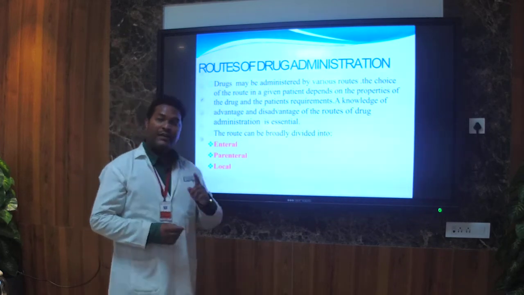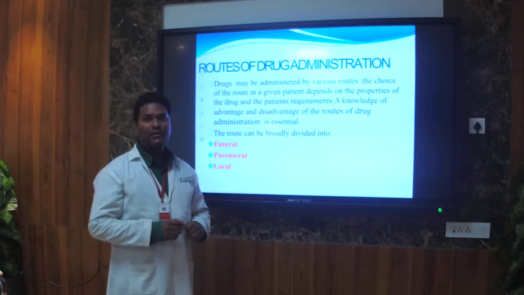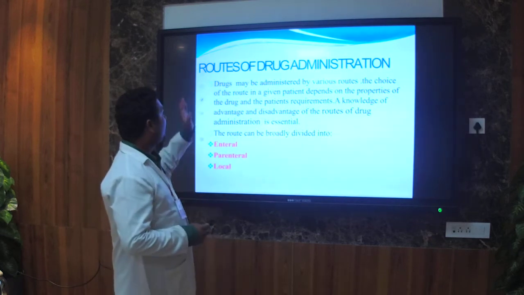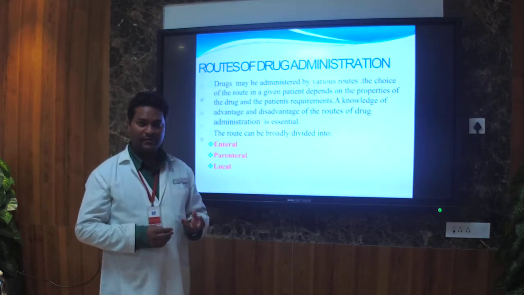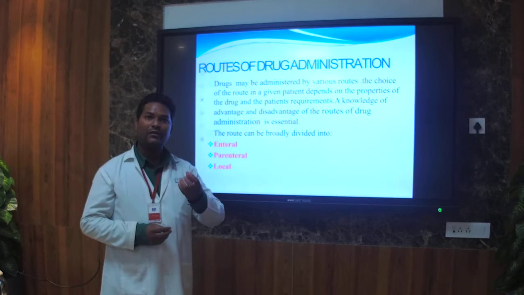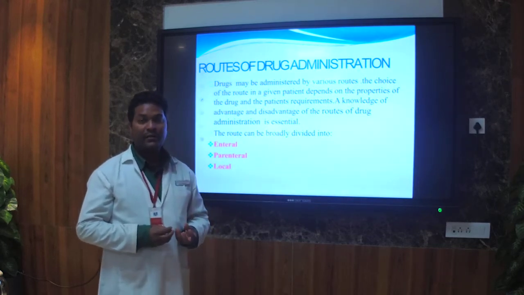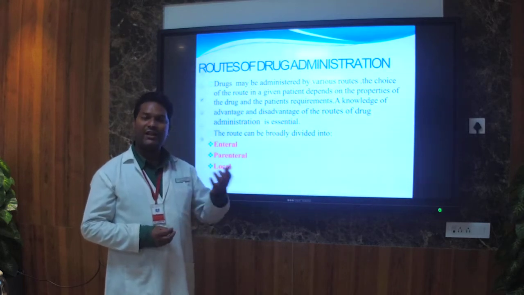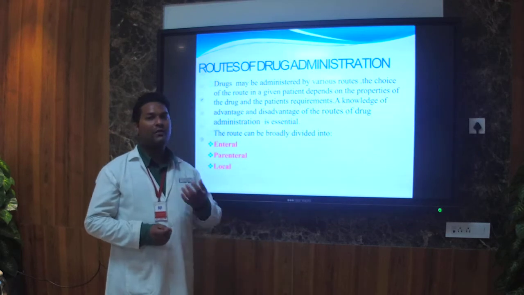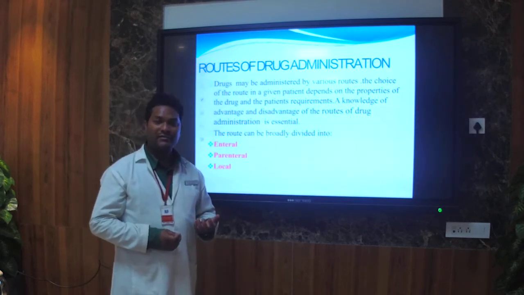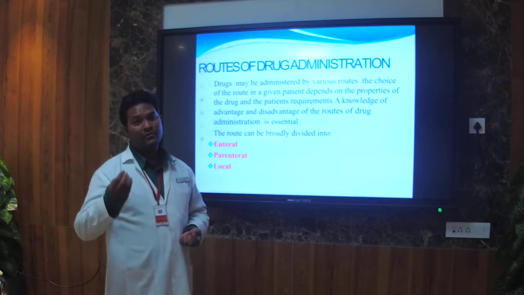Then another important question which might be asked in your examinations is the routes of drug administration. We have come to know about what a drug is, how the drug is distributed and what the desired effect of the drug on our human body is. Then the sources: we have the natural source and the synthetic source. Natural sources are derived from naturally occurring substances like plants and minerals. Then synthetic drugs are manufactured in the laboratories.